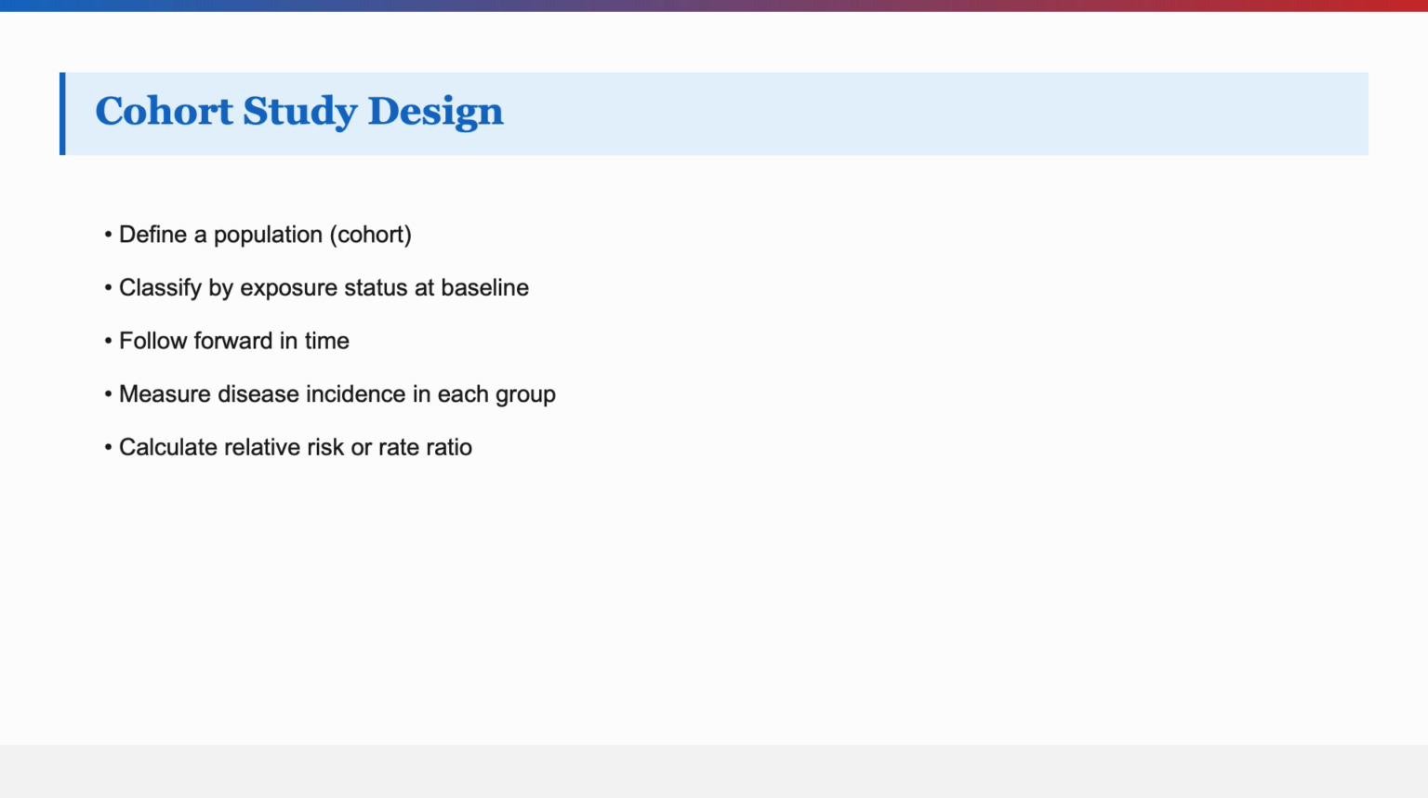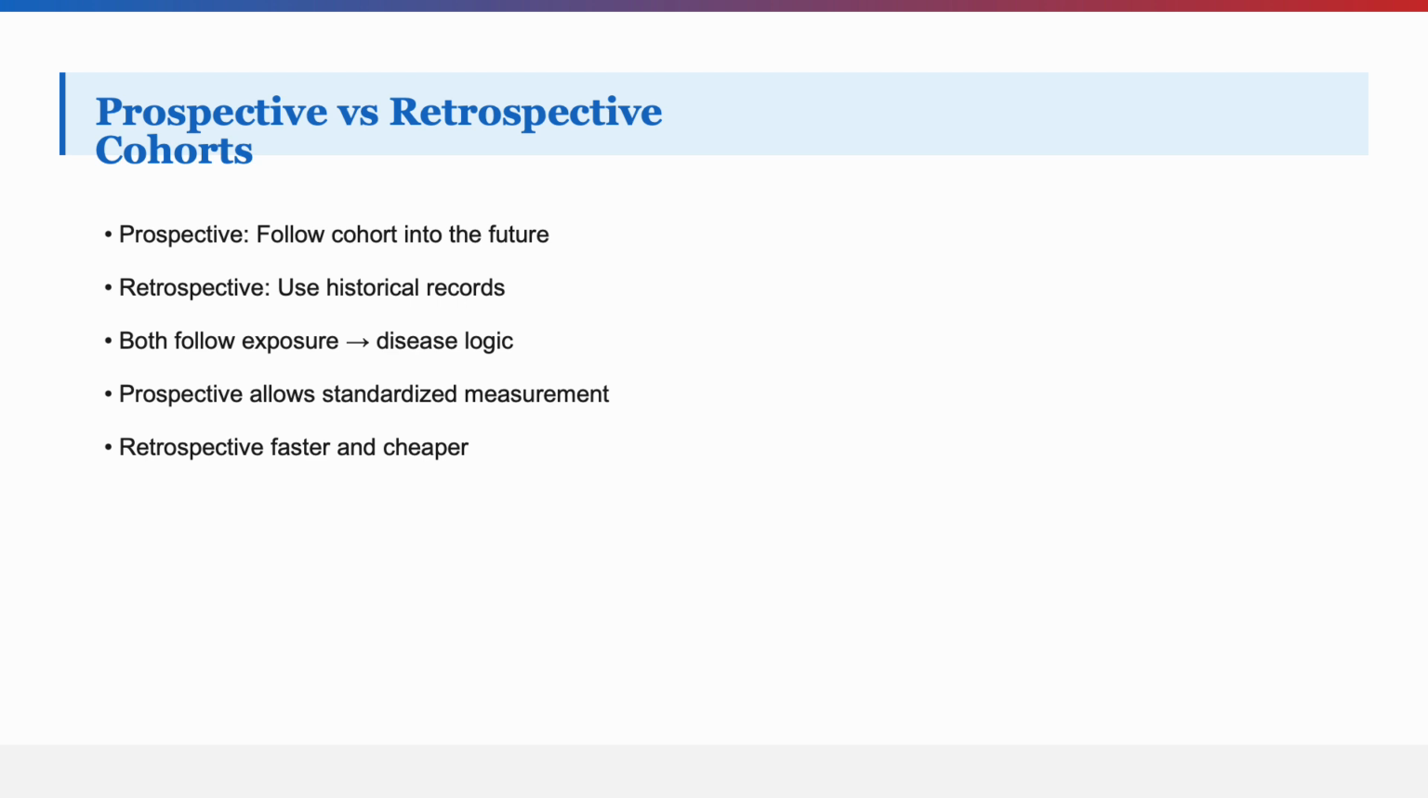The temporal sequence is the key strength. Exposure is measured before disease occurs, establishing that exposure preceded outcome. This is necessary, though not sufficient, for causal inference. Cohort studies can be prospective or retrospective. Understanding the difference is important.